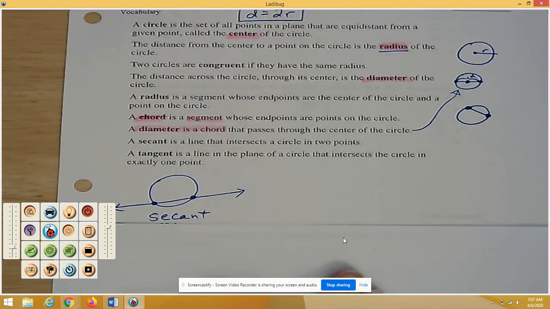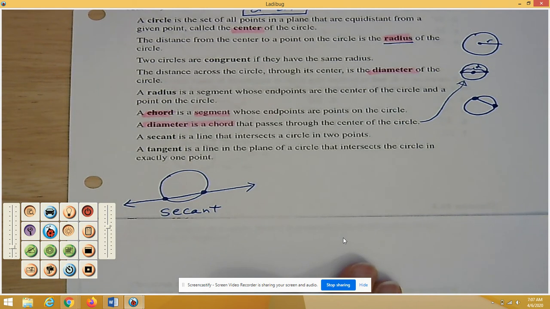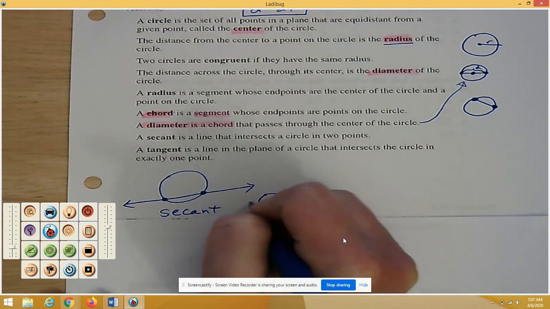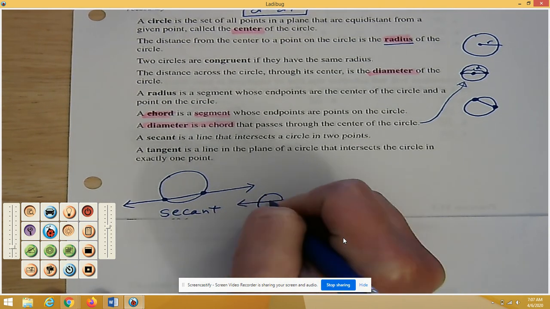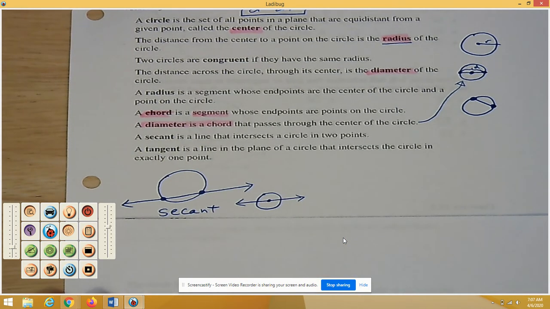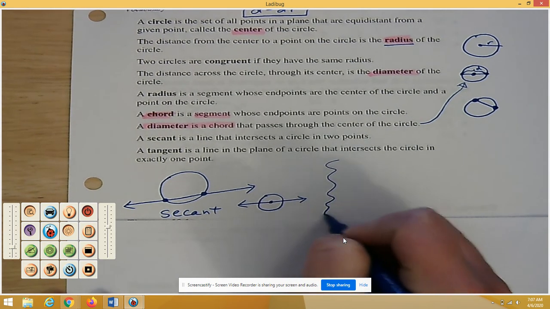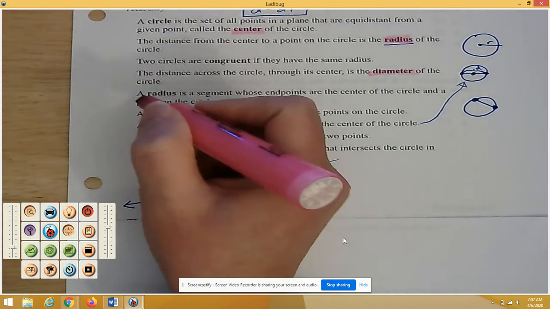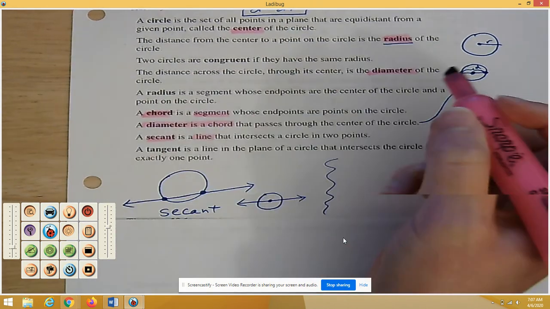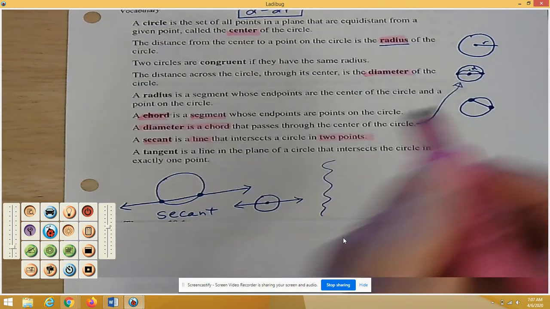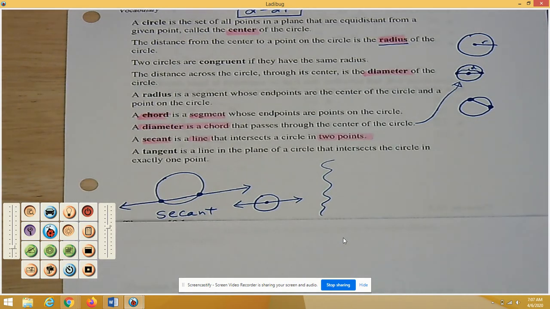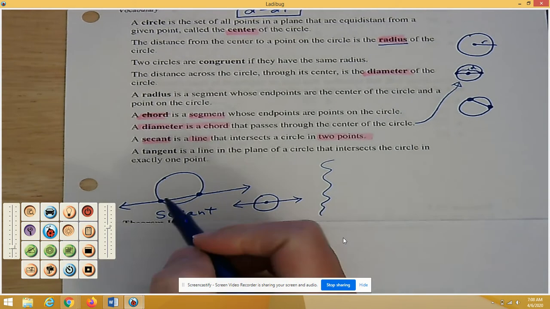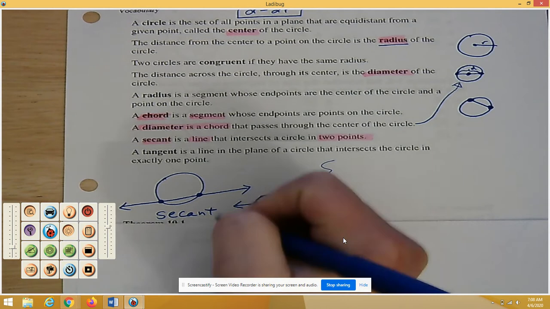A secant also could go right through the center. So another view would be something like this. Here's your center. That is still a secant. Okay, so those are images, or diagrams, of a secant. A secant is a line, and it intersects a circle in 2 points. A line cannot intersect a circle in more than 2 points. So here are 2 points here, here are 2 points here, because otherwise it'd be doing like a curvy thing.